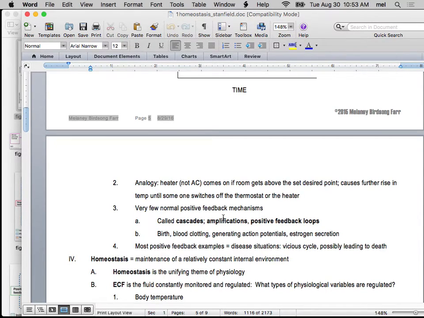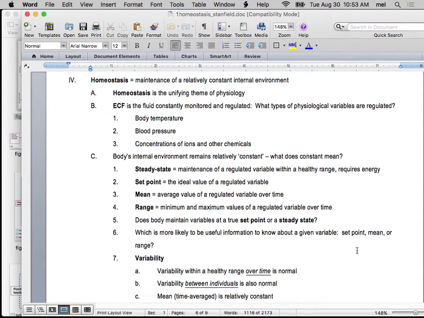We'll talk about that a lot. That's also a positive feedback situation. And estrogen secretion is as well. These are sometimes called a positive feedback cascade or a positive feedback amplification or loop. And most of them are disease situations, and there are a few normal situations. Okay, so let's go back and talk about putting all this terminology together with things that you've done before.